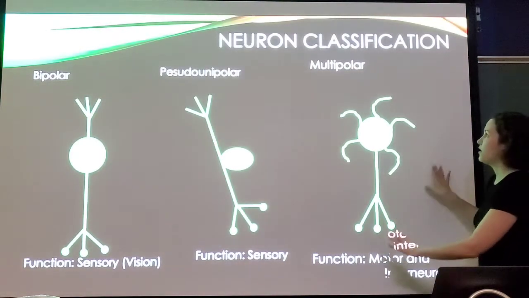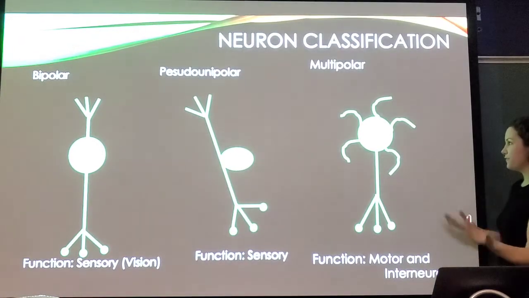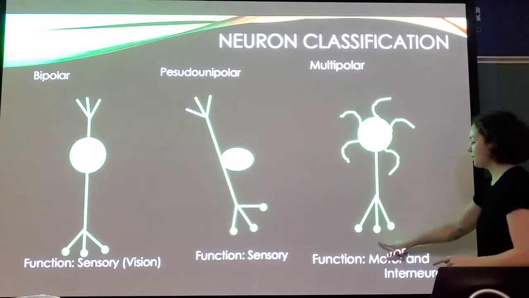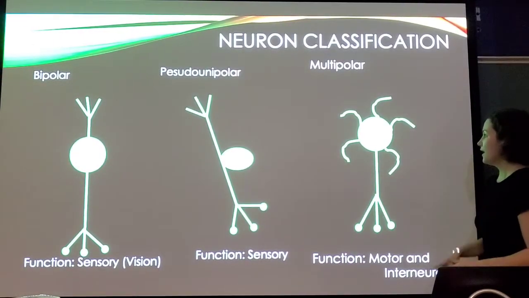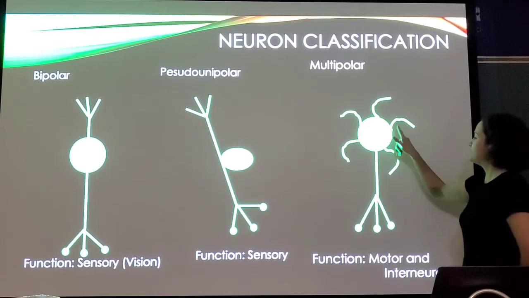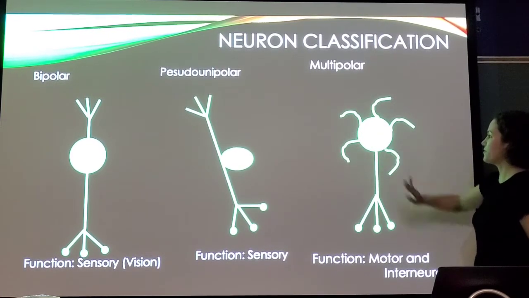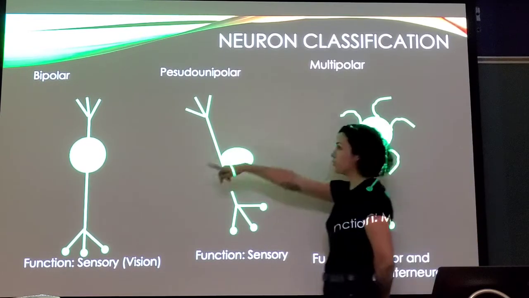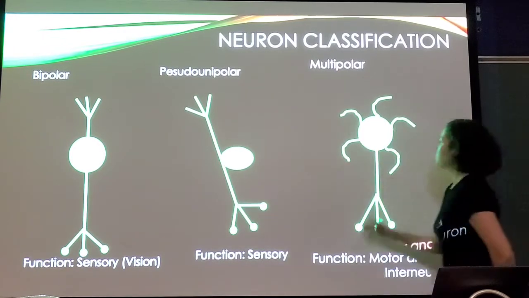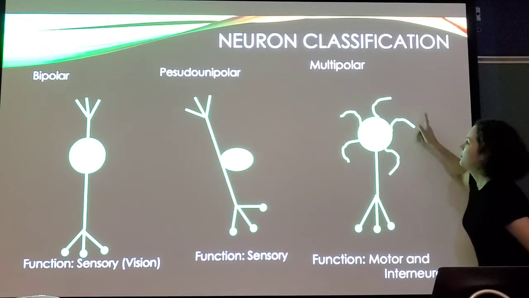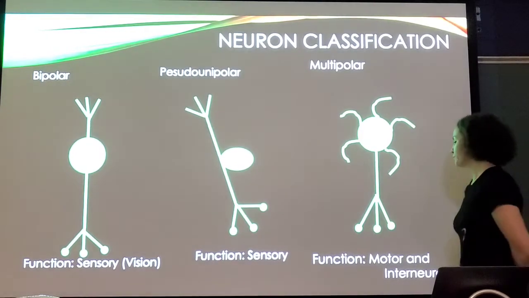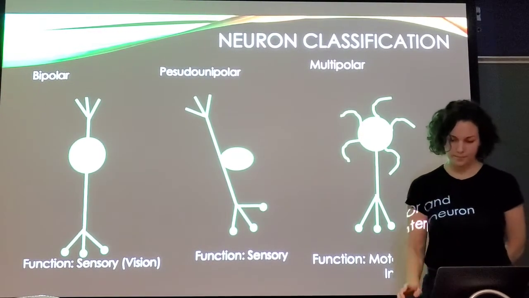But note how a multipolar neuron is structurally different. You still have that soma, and you still have that singular axon extension. However, you have multiple dendrites extending off of the cell body, whereas for bipolar, you have one single dendrite. Multipolar, a lot of dendrites extending off of that cell body, but one axon, okay? All right.